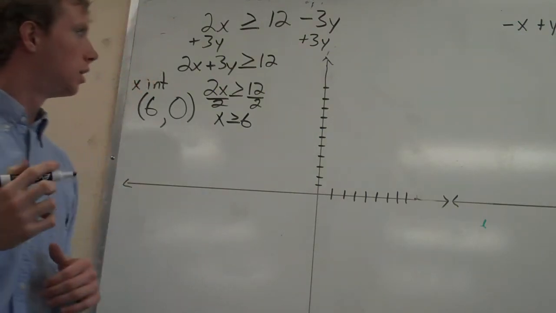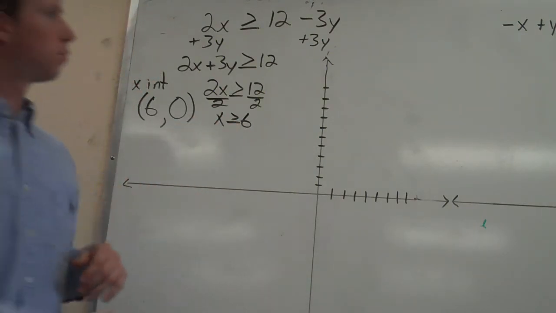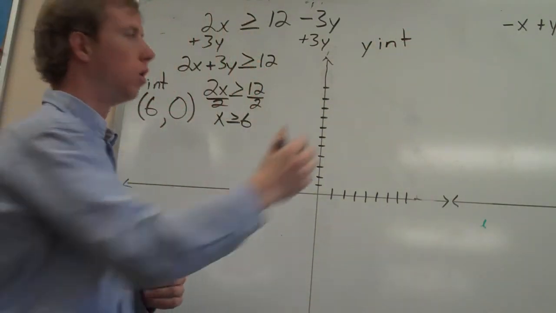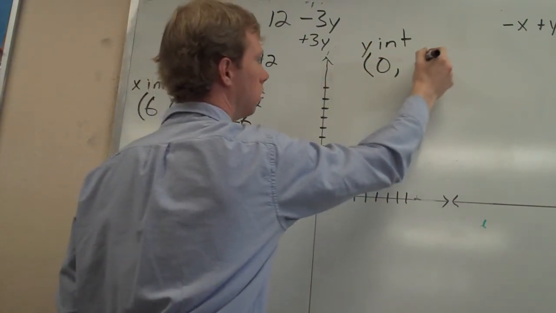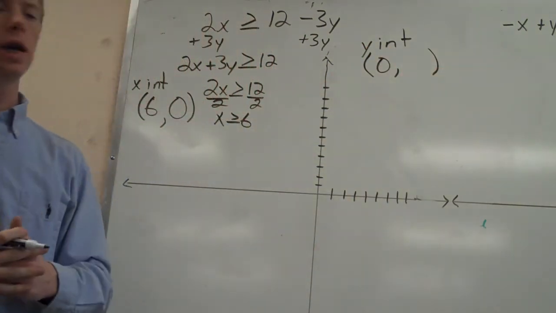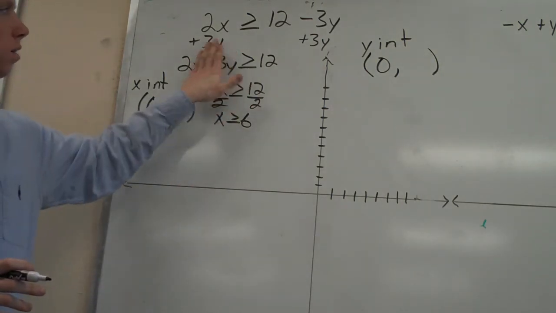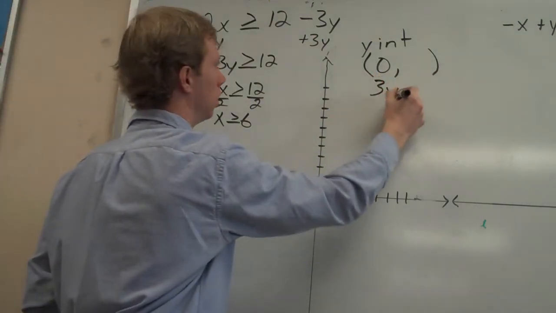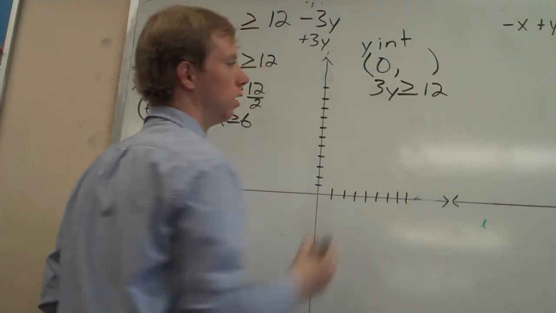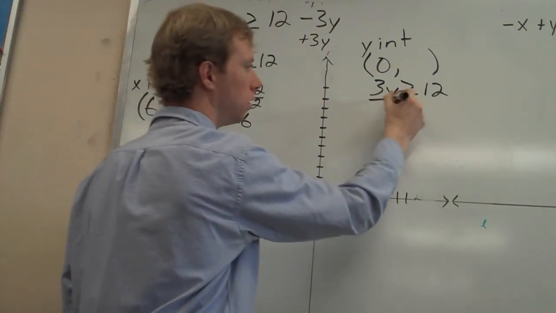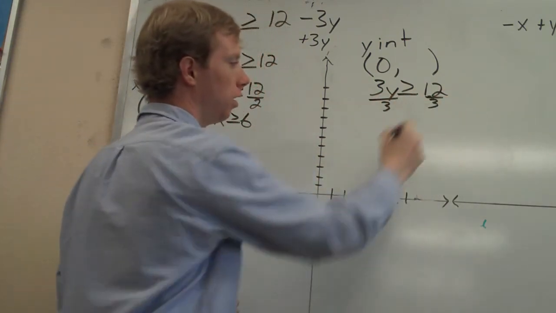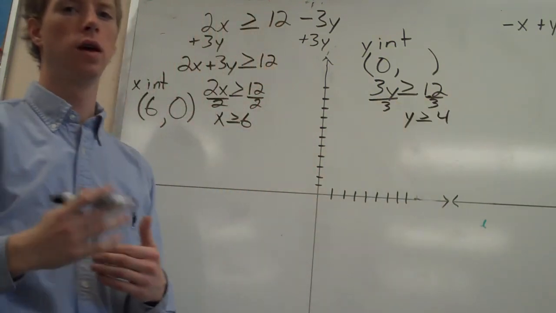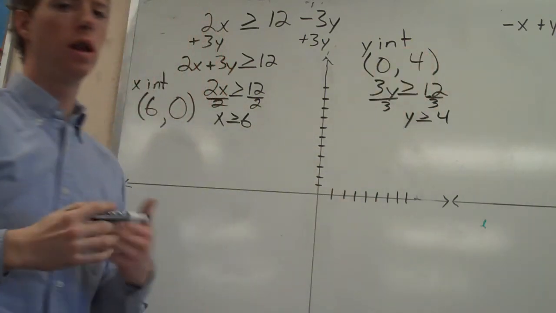Next thing I'm going to do, guys, is solve for my y-intercept. The y-intercept will always have an x value of 0. If I plug 0 in for x, I end up with 3y is greater than or equal to 12. Divide by 3, and you get y is greater than or equal to 4. I'm going to substitute this in here. Now I've got 2 points.